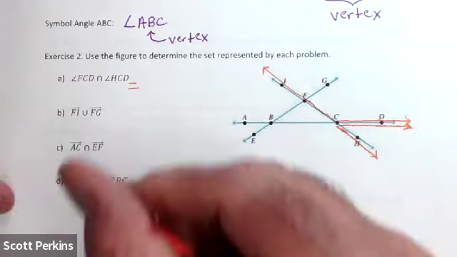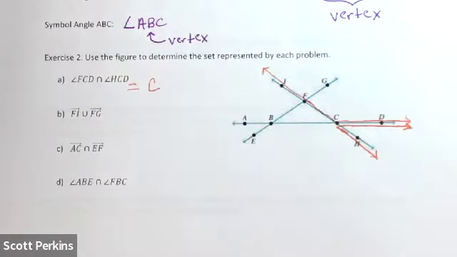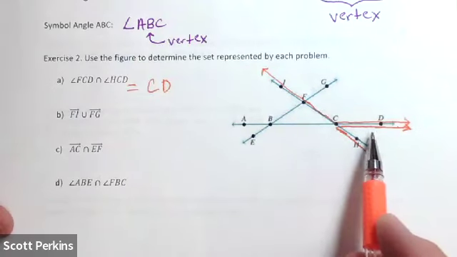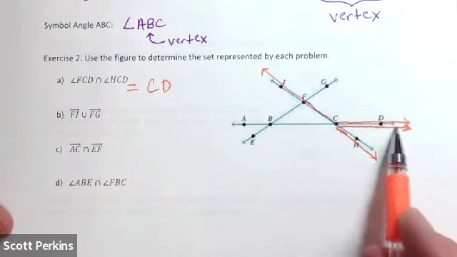Okay, it starts at C. I'll agree with you there. And then what happens? It goes in the direction of D. Does it stop at D? No. Okay, so C is the starting point. It goes in the direction of D because you can see both of those rays.